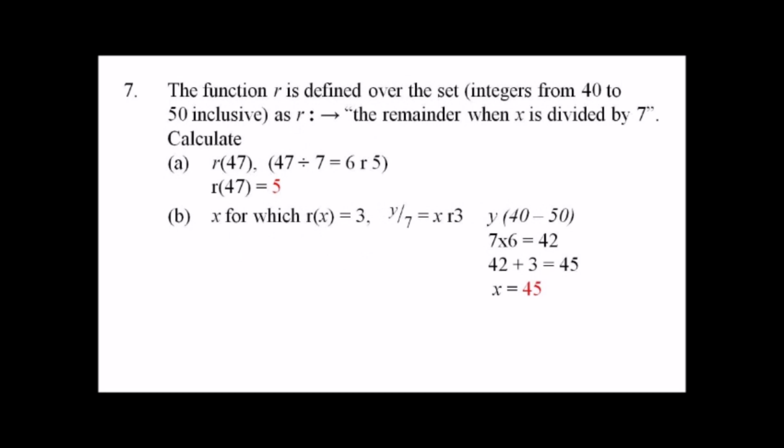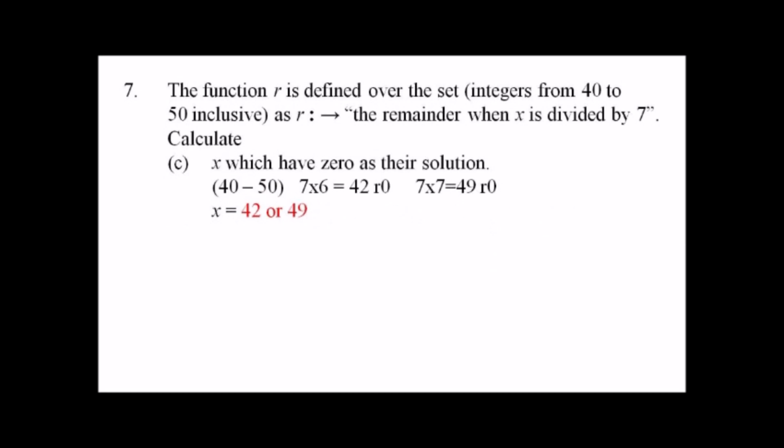Now here you had a, you had to put r of 47 into it. So when you divide 47 by 7, you get 6 remainder 5. So r of 47, the answer is 5. You're only dealing with the remainder. And then b, x for which r of x is equal to 3. So that means the number divided by 7 is something remainder 3. And remember the numbers are from 40 to 50. So 7 times 6 is 42. 42 plus 3 is 45. So x is 45.